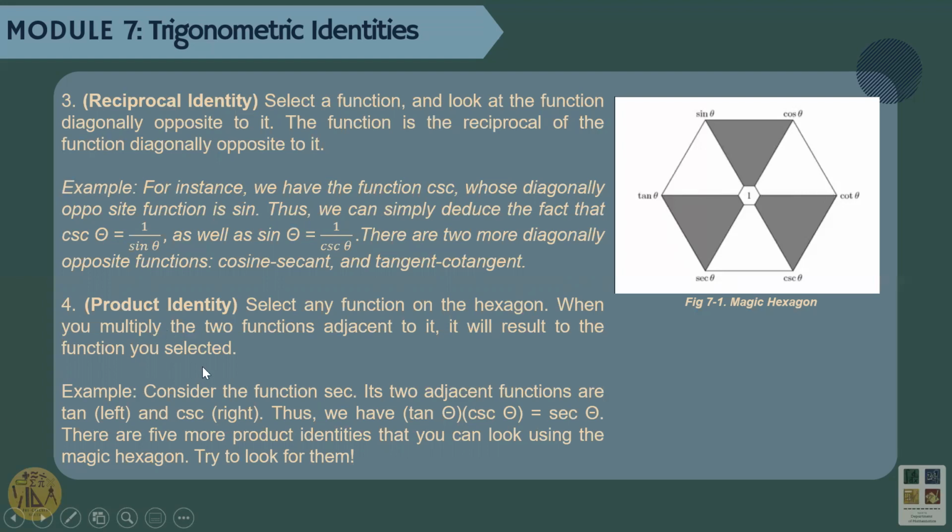Product identity. Select any function on the hexagon. When you multiply the two functions adjacent to it, it will result in the function you selected. For example, we have the function secant. As we can observe, its adjacent functions are tangent theta and cosecant theta. Multiplying these two gives you secant theta. You can obtain 5 more identities from this one.